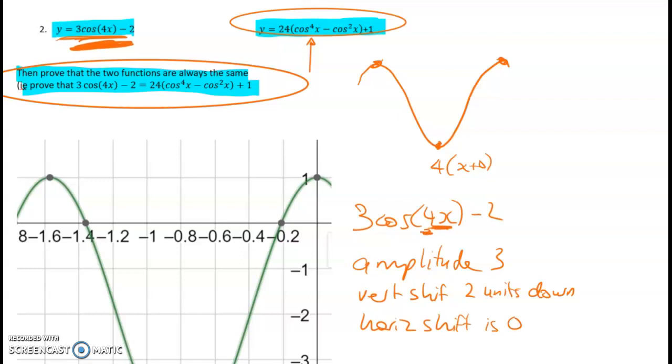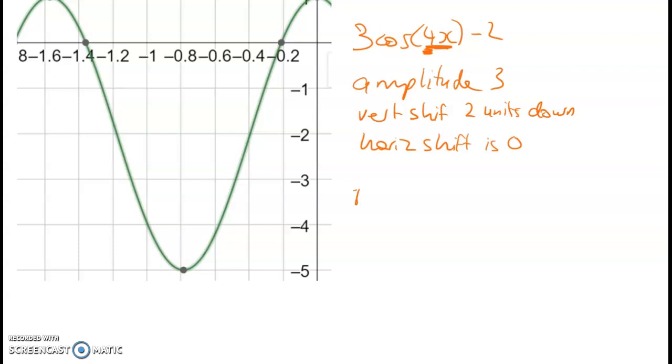And the 4x means that the frequency is 4, right? So I think you've got to be really careful that you've got the difference between the frequency and the period. Frequency of 4x means that the period is much shorter than usual. So the period is the normal one, 2 pi, divided by 4, which is pi on 2.